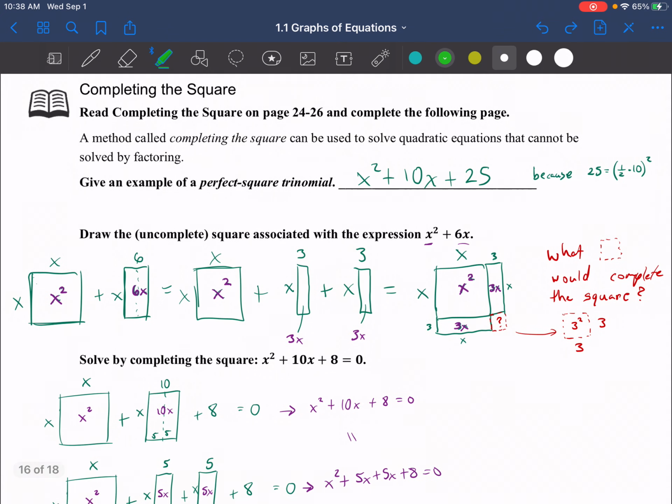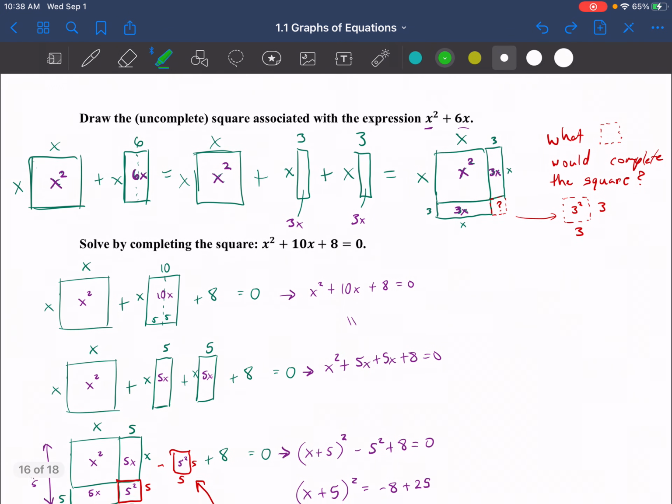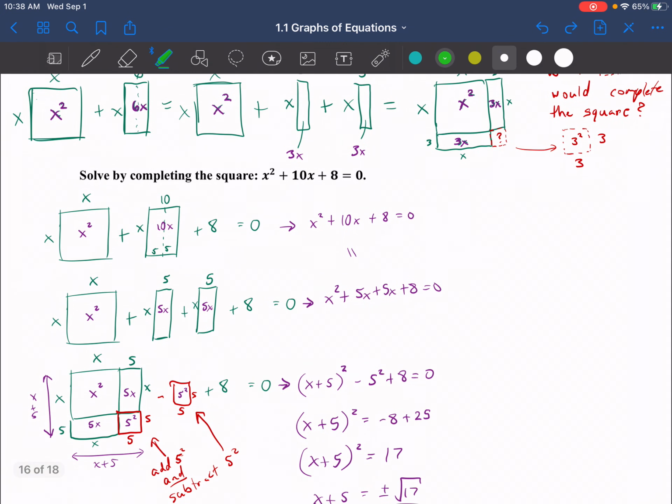So let's take a look at this example here. It says solve by completing the square. I drew it on the left in pictures, and on the right I did it just in the purple, just in math. So you can see I started with my square, x plus x, or x by x. Here's my x by 10 square. I still have a plus 8. I guess I could have made a 1 by 8 rectangle or something, but I didn't really need to for that.